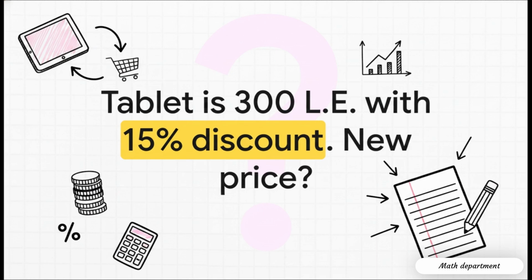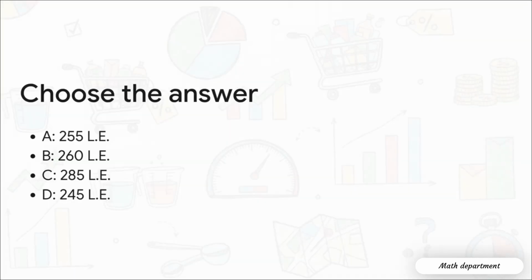Ready? If the price of a tablet is 300 LE and a 15% discount is applied, what is the new selling price? Go ahead, pause right now, and try calculating that step. Okay, let's look at the multiple choice options you had. Option A, 255. Option B, 260. Option C, 285, or Option D, 245.